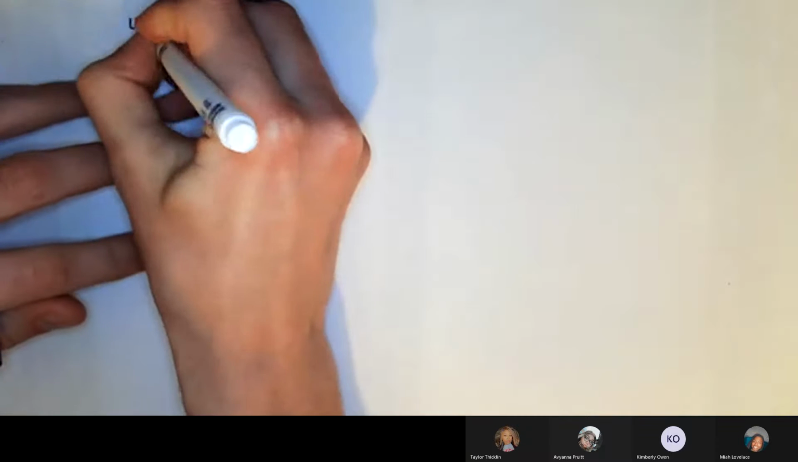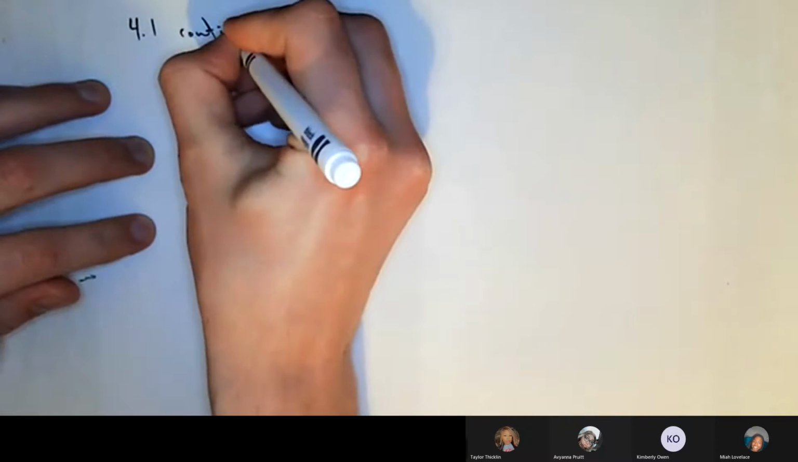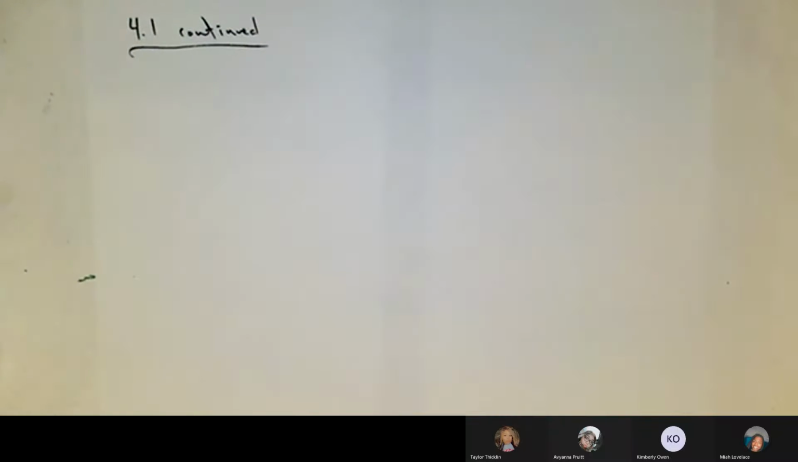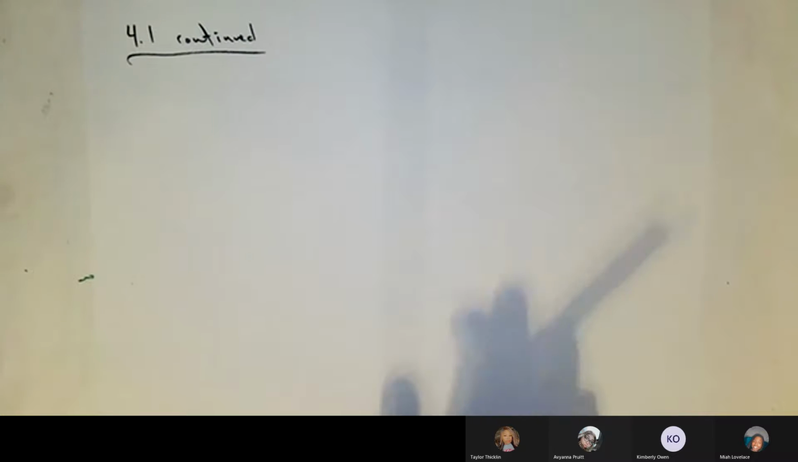So we are continuing with 4.1. So this is, I'll say, 4.1 continued. Today we're going to talk about graphs of exponential functions, and that's going to help us get a better feel for what these functions literally look like, because that's what a graph tells us, what a function actually looks like.